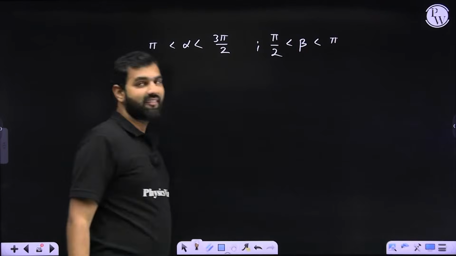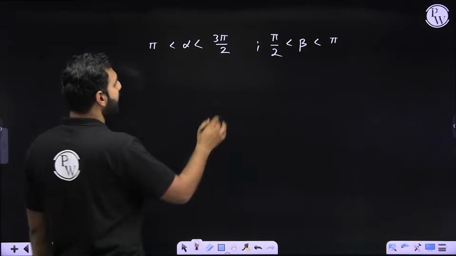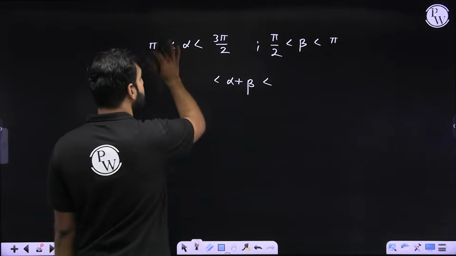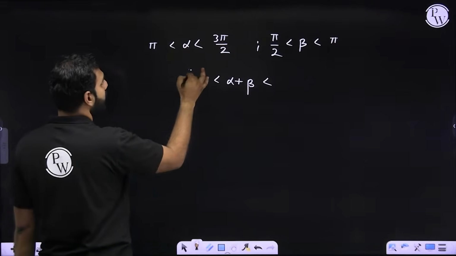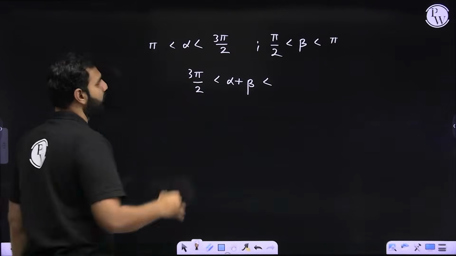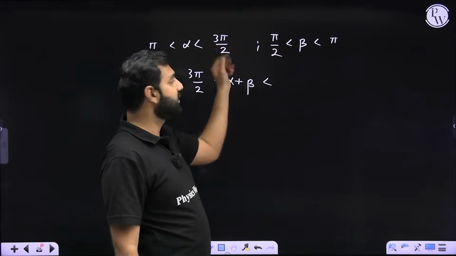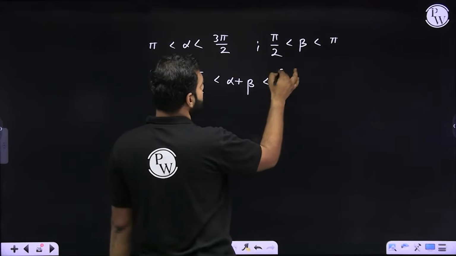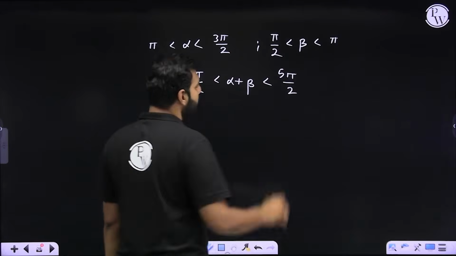We know in inequalities we can add them. So if I'm adding them, I can conclude alpha plus beta will be greater than pi plus pi by 2. What is pi plus pi by 2? We know it is going to be 3 pi by 2. And it will be less than pi plus 3 pi by 2. So pi plus 3 pi by 2 is going to be 3 pi plus 2 pi, which is 5 pi by 2. I hope there is no confusion on that.